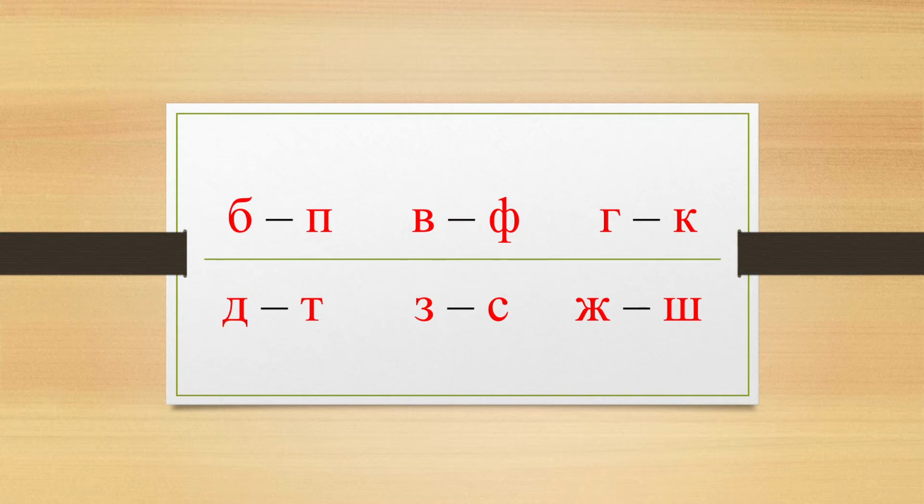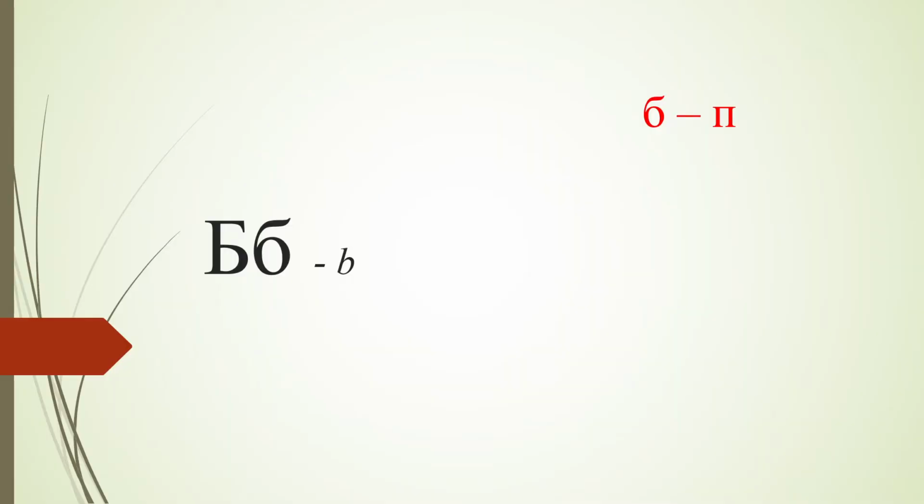Before we get to the rest of the consonants, out of the 21, there are 12 of them that come in pairs. They're hard and soft pairs. So we're going to go through these pairs first, and then we're going to go over the rest of the letters. So the first letter is B. It is the equivalent to the English B.